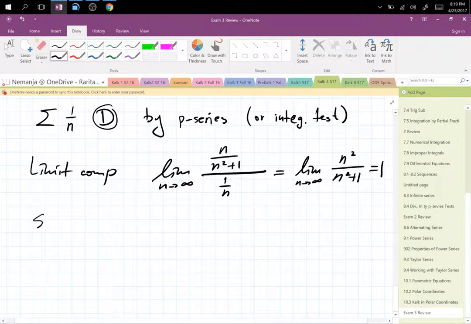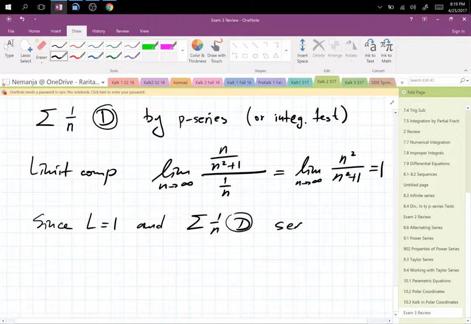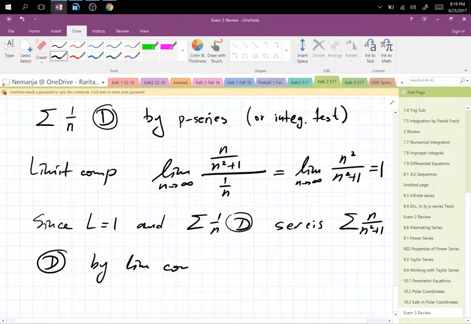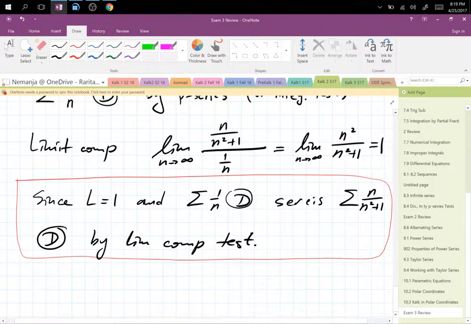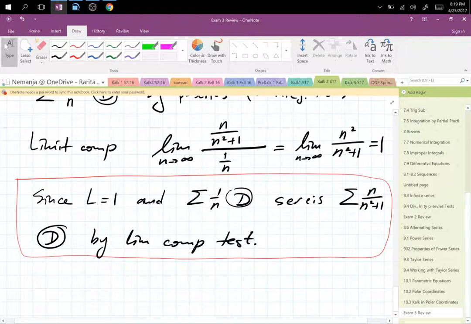So, since the limit is finite and the summation of 1 over n diverges, the series summation n over n squared plus 1 diverges by the limit comparison test. Done. So that would be the answer, the sentence. This is what carries most of the points right here, because you are displaying the knowledge of the theorem, and the things up there are calculations.